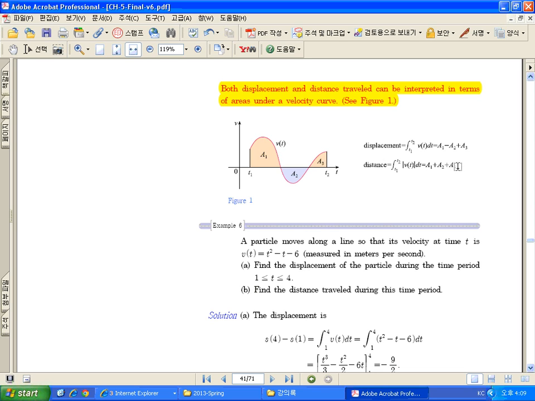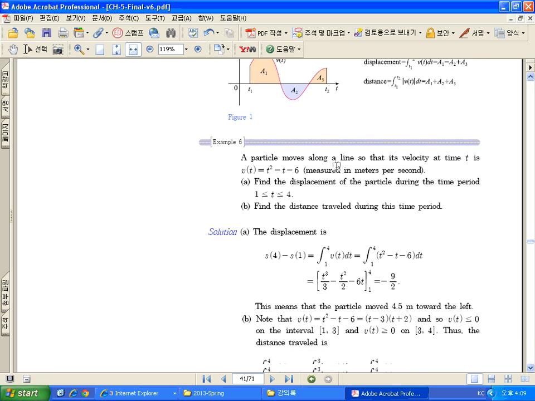So in order to find the distance, we need to find the integral from t1 to t2 of the absolute value of v(t) dt, which gives us this positive value, plus this value is positive, and also this area with positive numbers. So altogether, that gives us the whole distance or whole areas that we were looking for.